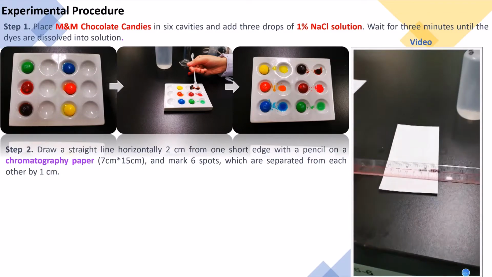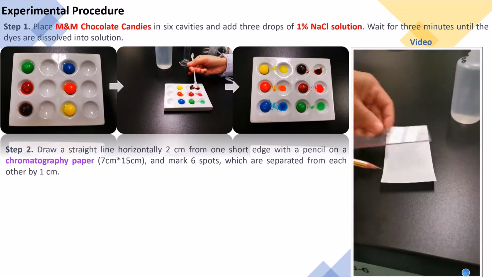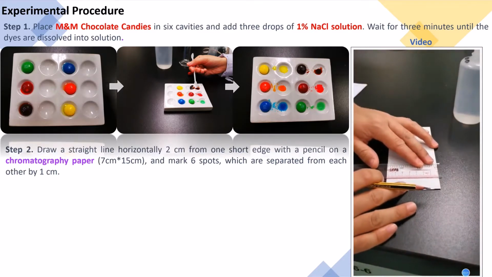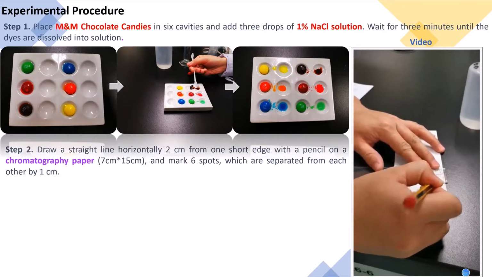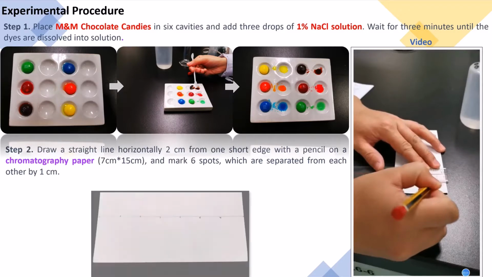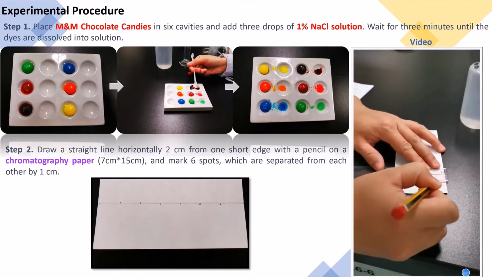Then, you need to draw a straight line with a pencil from the short edge of the chromatography paper. Please do not use a color pen or ball pen. Along the line, mark 6 spots that are separated from each other by about 1 centimeter.